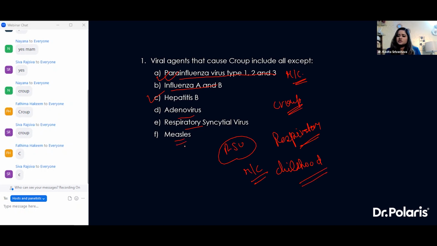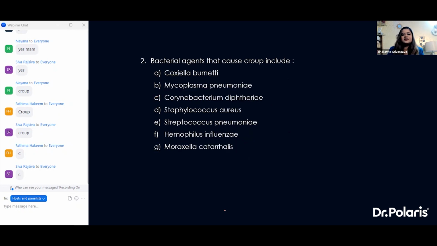And measles. You all should know that measles is not only a disorder of skin and fever involvement, it also results into post-measles respiratory complication in terms of pneumonia. Sometimes this infection can also cause wheezing that will result into onset of croup. So definitely hepatitis B virus has got nothing to do with respiratory illness. So that is the right answer. All right. So next question.